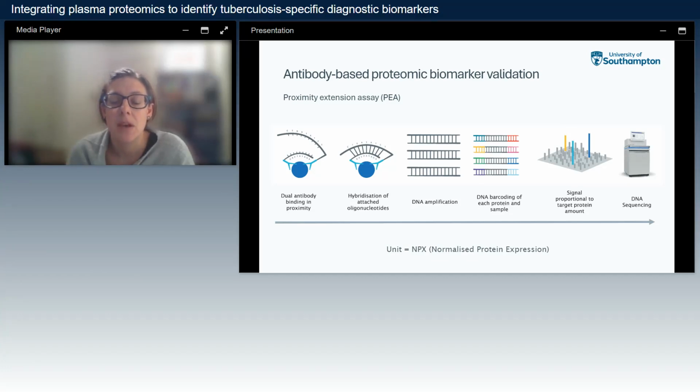And I discovered that 55 of the 118 proteins I was interested in were present on the PEA Olink panels, the cardiometabolic and inflammatory 2 panels of Olink. And this uses a DNA sequencing readout. And the output is something called normalized protein expression. So it's a relative quantification, still similarly to the mass spectrometry.